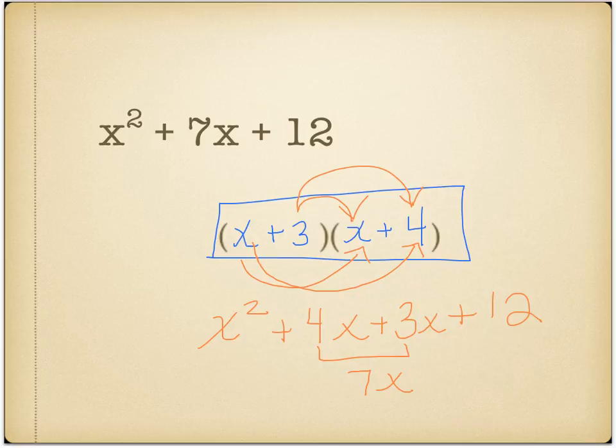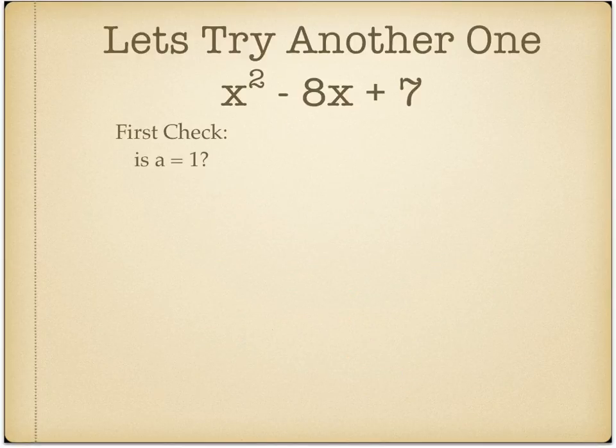Let's try another one. x squared minus 8x plus 7. The first thing I like to always do is check to see if my coefficient right here is a 1. And yes, it is. The reason I check that is because this method will not work unless this is a 1. We're going to learn another method that will apply when our coefficient there is not a 1. But for now, we're just going to focus on trinomials that have a coefficient of 1.